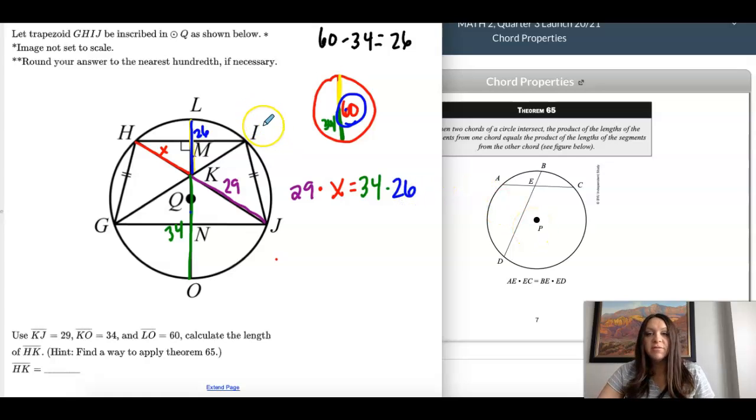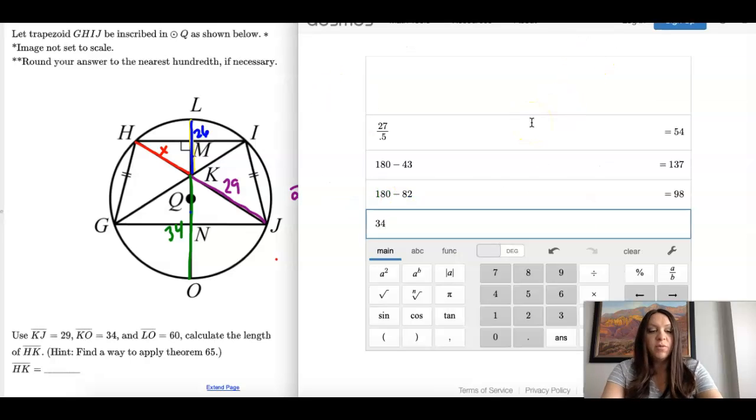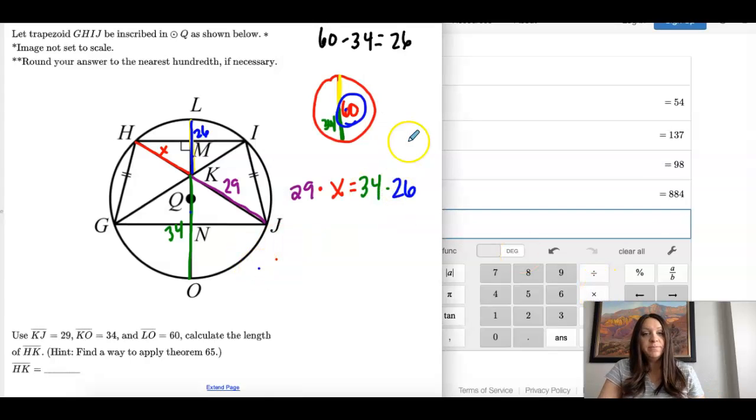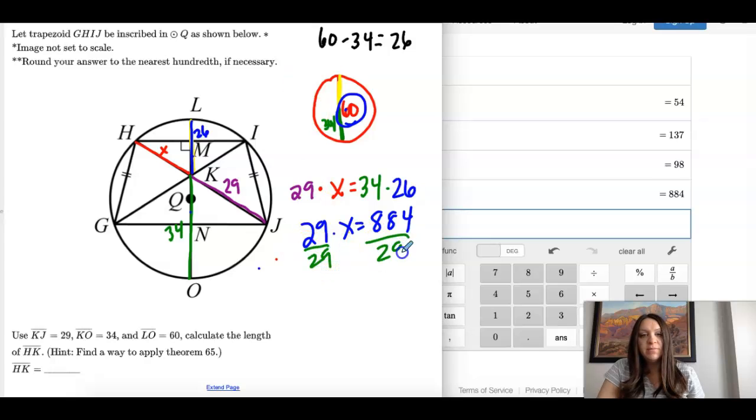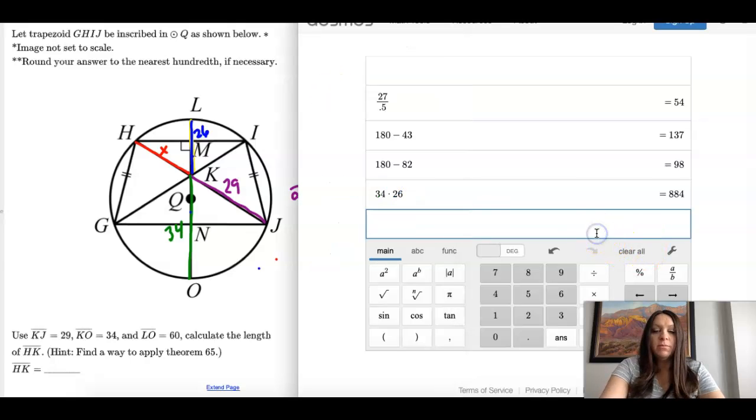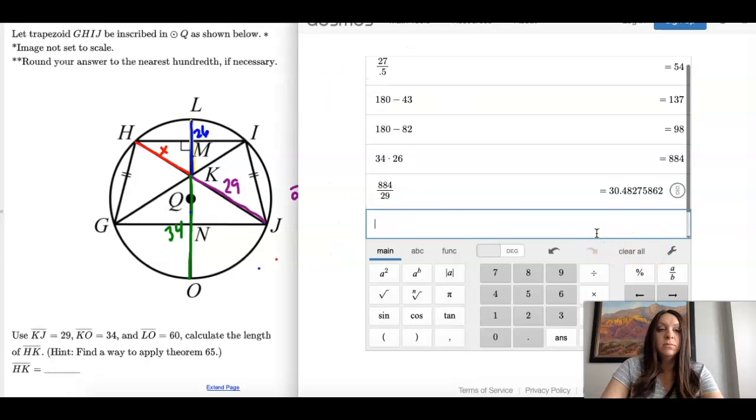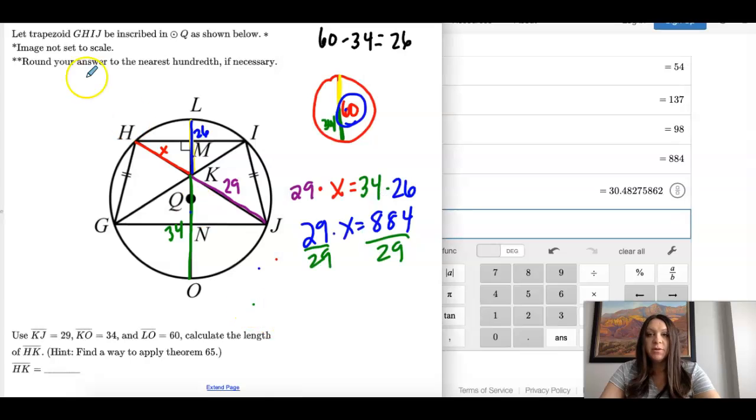And now we're going to solve. So calculator, 34 times 26 is 884. So to solve for that, I would divide by 29 to get my answer. Round your answer to the nearest hundredth if necessary. So you would type in 30.48.